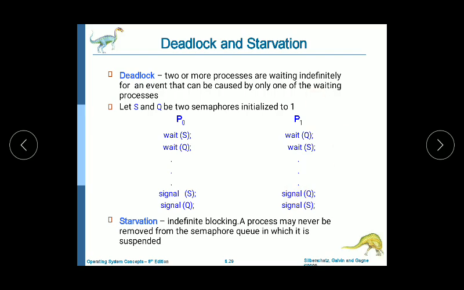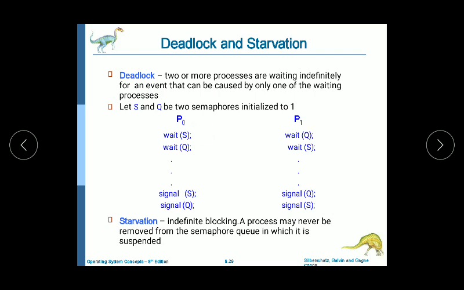Let S and Q be two semaphores initialized to 1. Initialized to 1 means the resource is available. P0 and P1 are the two processes. P0 calls the wait and signal functions in this sequence: wait of S, wait of Q, then after some code, signal of S and signal of Q. At the same time, P1 calls the functions in this order: wait of Q, wait of S, signal of Q and signal of S. So how exactly does deadlock happen here?